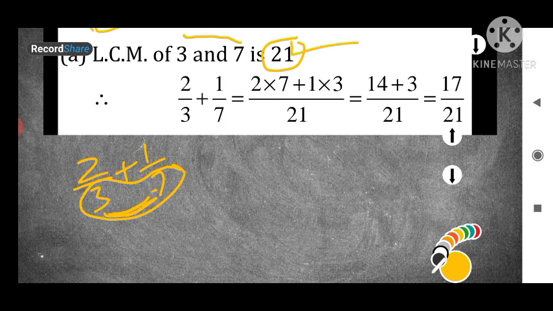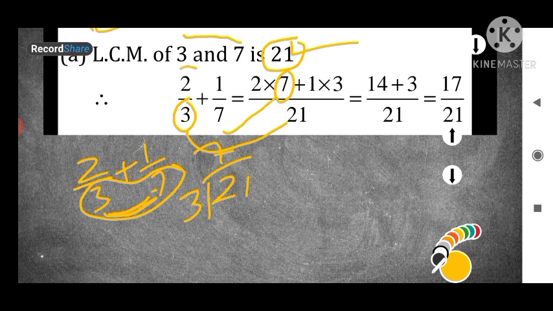Now 2 upon 3 plus 1 upon 7 is equal to, now 2 into 7. 2 into 7 I have written here. Now from where did this 7 come? This 7 came because you have to divide the LCM by this denominator. 21 divided by 3 is how much? 7. So this 7 you will multiply with 2.